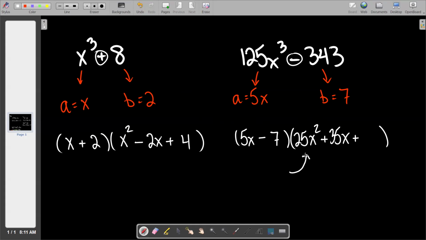35x. And remember that that's just the A and the B multiplied together. And what's going to go in the back? 49. Simple. Straightforward. No trickery, no subterfuge. There's no one trying to get you. It's just a bare bones test of do you know how to do cubes. So any questions on the top portion? No questions on that. Kind of just went through what they all are.